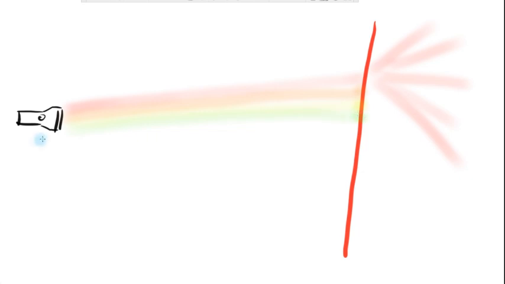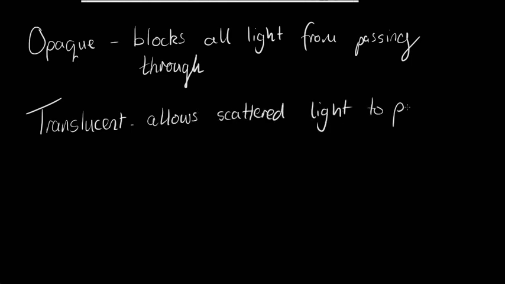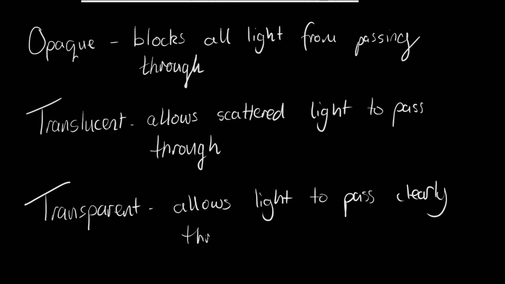As the red is passed through though, it's scattered, right? It's scattered, and so our eyes can see the light, the red light coming through, but they can't see a clear image of whatever it is on the other side that's the light source. So, in conclusion, we have opaque objects, which block all light from passing through, translucent objects, which allow scattered light to pass through, and transparent objects, which allow light to pass clearly through without being scattered.